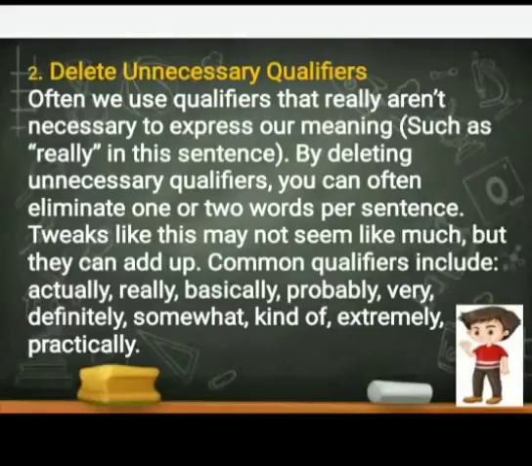Delete unnecessary qualifiers. Often we use qualifiers that really are not necessary to express our meaning, such as "really" in this sentence. By deleting unnecessary qualifiers, you can often eliminate one or two words per sentence. Tweaks like this may not seem like much, but they can add up. Common qualifiers include actually, really, basically, probably, very, definitely, somewhat, kind of, extremely, practically.